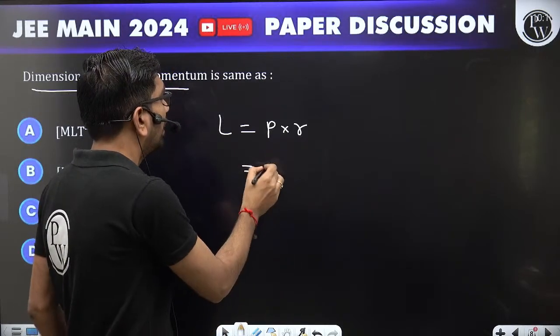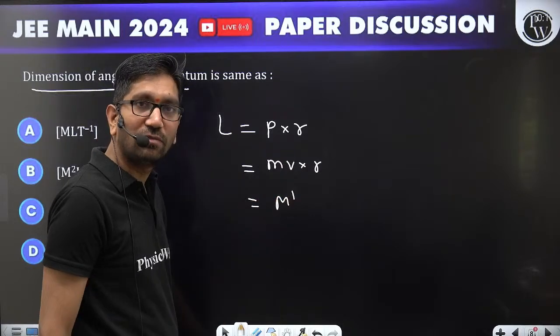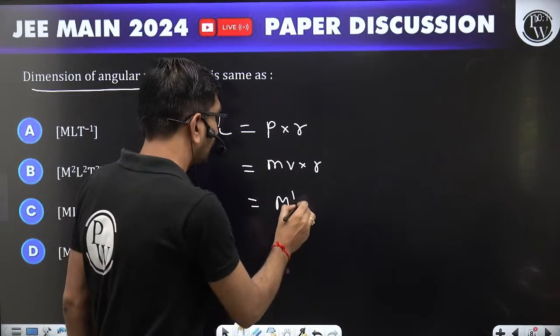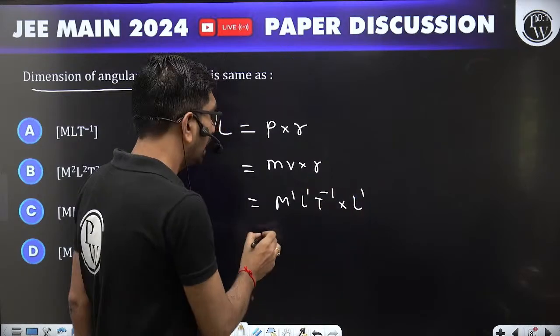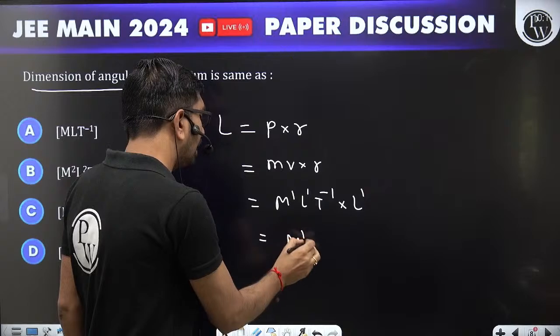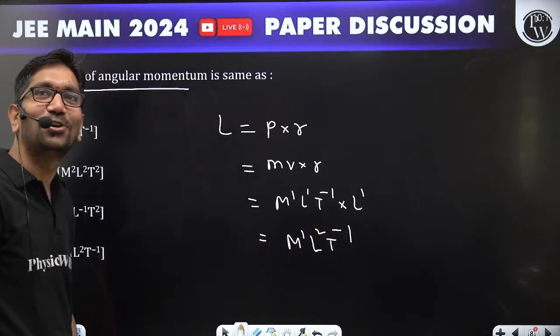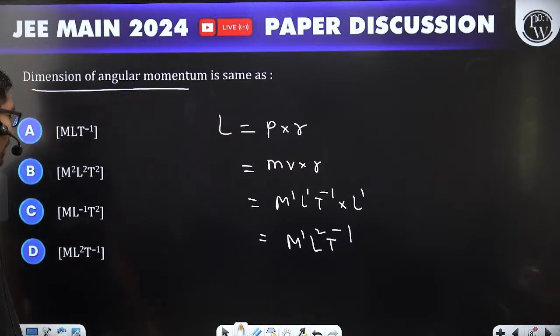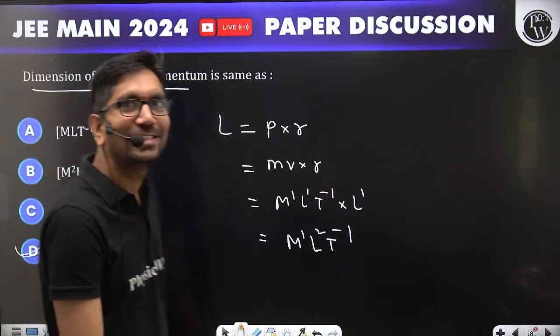The momentum formula is mass into velocity, right? For the mass, it is M1. For the velocity, it is L1 T power minus 1. And here you have length L1. So finally M1 L square T power minus 1. Very simple question. M1 L square T power minus 1. Option D is the final answer.